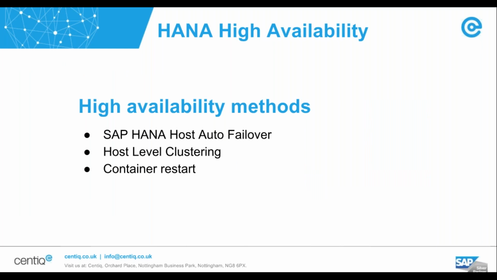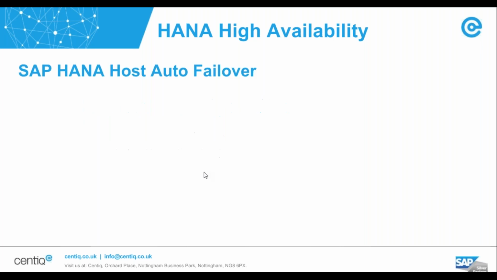So obviously, one of the big questions that we get when we architect these systems is around high availability. When we talk about high availability, what we really mean is the ability for HANA to carry on working on a separate bit of tin, maybe, after the failure of one of the nodes, or the single node if it's a scale-up system. There are really three main methods available to us, which are host auto failover, host-level clustering, and container restart. So let's have a look at host auto failover first.